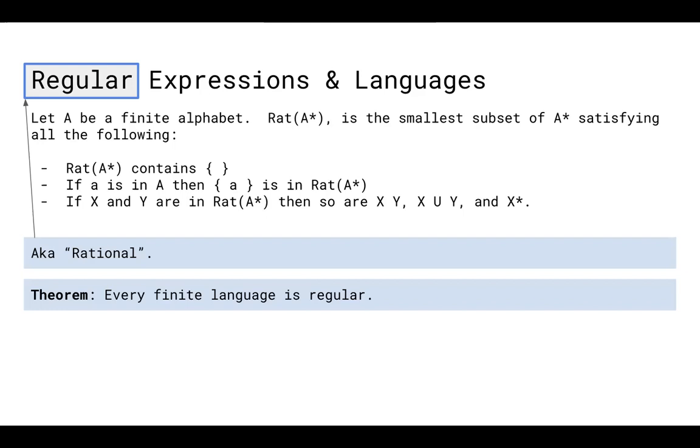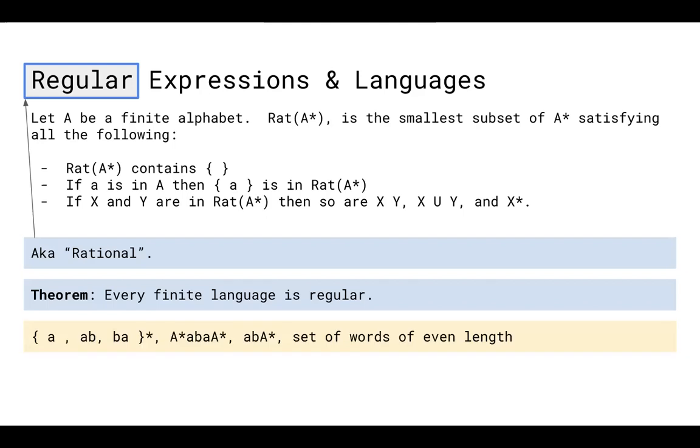So a theorem, which I'm not going to prove, but is reasonably straightforward, is that every finite language is regular. And some examples of regular languages would be, first of all, if we take the set containing A, B, and BA, and we do the free monoid over it. So we get things like AA, B, A, B, A, B, B, A, or B, A, A, B, B, A, A, B. That would be a regular expression, also a regular language.